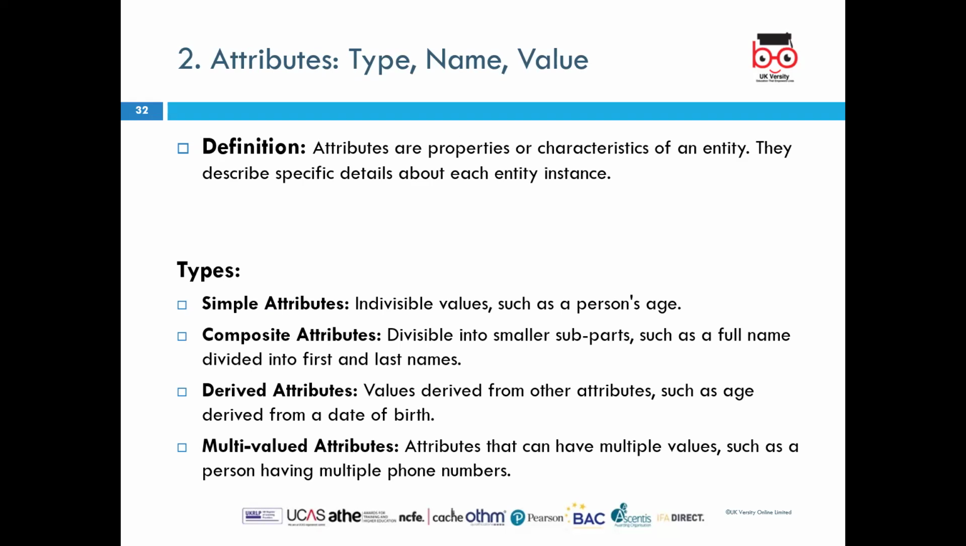Attributes have a type, name, and value, and we know that attributes are qualities or properties related to specific components of our entities. The types of attributes that we have are simple attributes, composite attributes, derived attributes, and multi-value attributes.